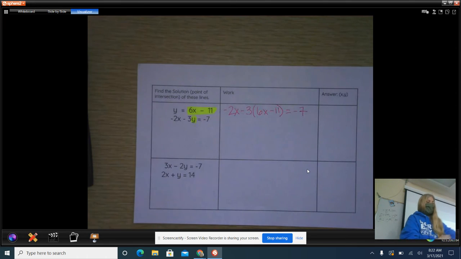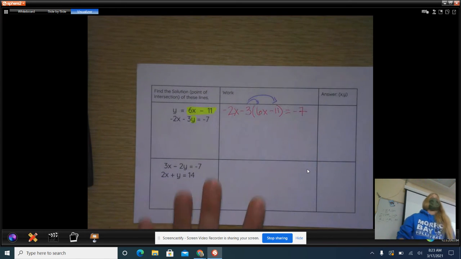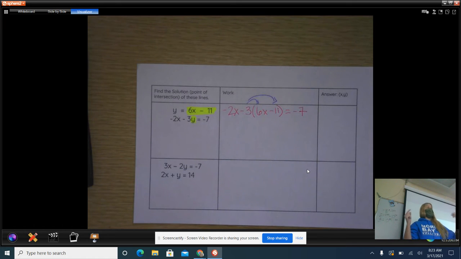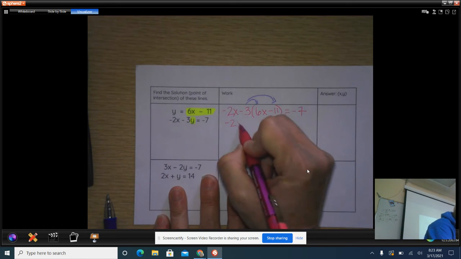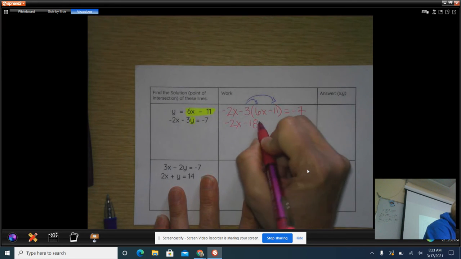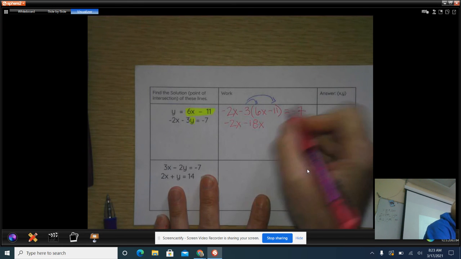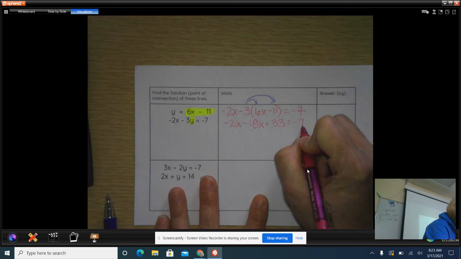Now we're going to go ahead and simply solve for x. Notice by doing that, I no longer have a y and an x. I have just x's, and when I just have one variable, I can solve for that variable. So I'm going to go ahead and distribute. I have a number outside of that set of parentheses. That means we're going to multiply it by each item on the inside. So I have negative 2x. Negative 3 times 6x is negative 18x. Negative 3 times negative 11 is positive 33, and that's equal to negative 7.